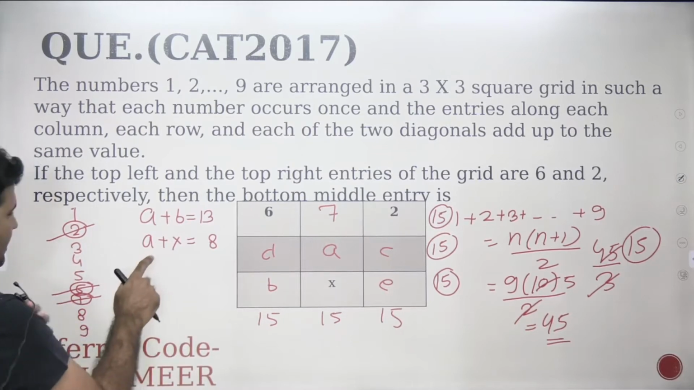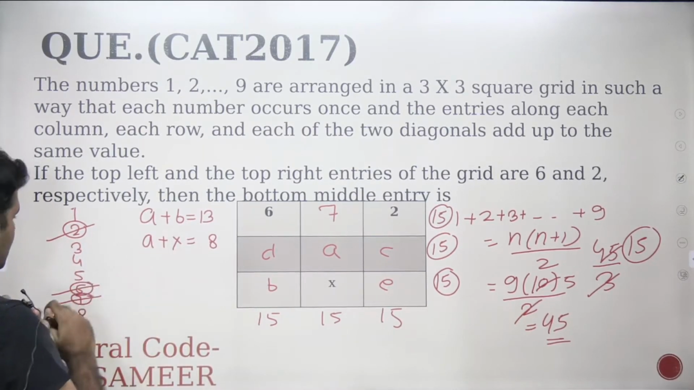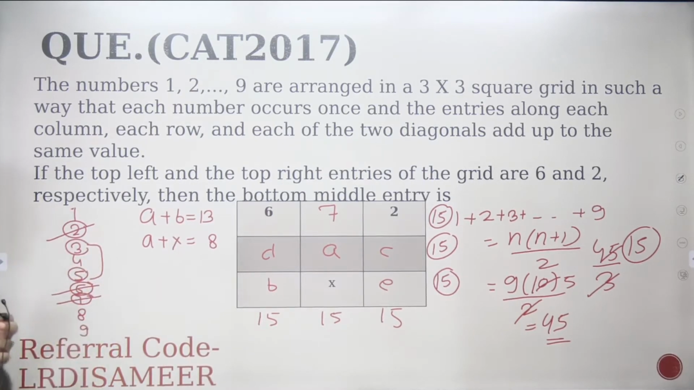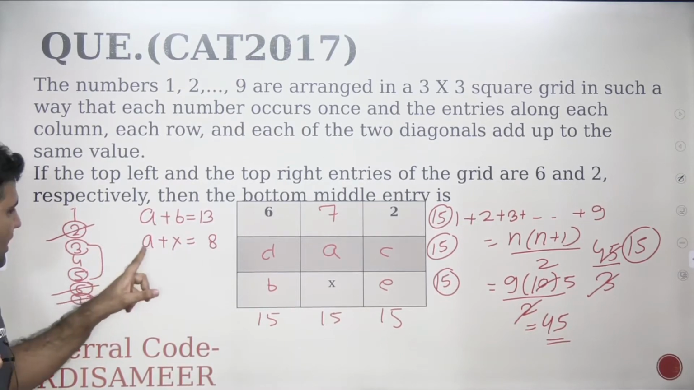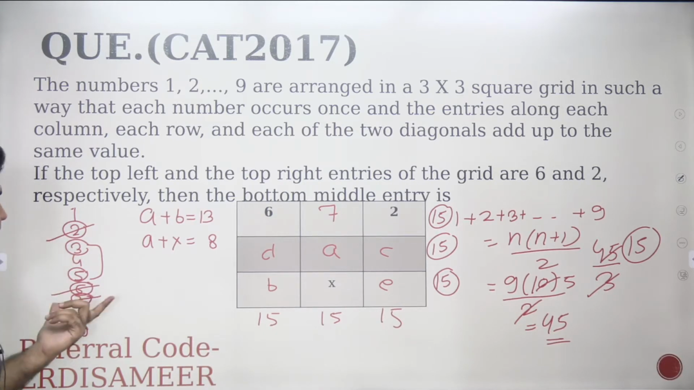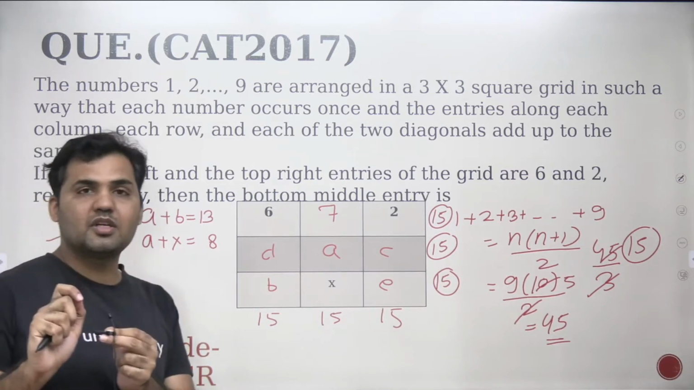Now you see that I need the summation of these two values to be equal to 8. The combination possible is 3 plus 5. This is the only possible combination. No other combination is possible. A plus x needs to be 8. For two different numbers, 3 and 5 is the only possible combination. I cannot take 1 and 8, right? 1 and 8 is 9. 4 plus 4 is not possible because we are not supposed to use one number twice. So 3 plus 5 is the only possible combination.